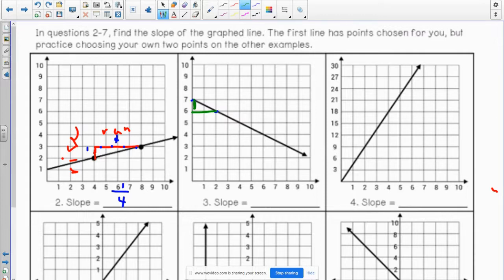So since you heard me say down, you're going to notice that since you go down on your rise, that's going to be a -1, and then count your run, 1, 2. So your slope on this one is -1/2.